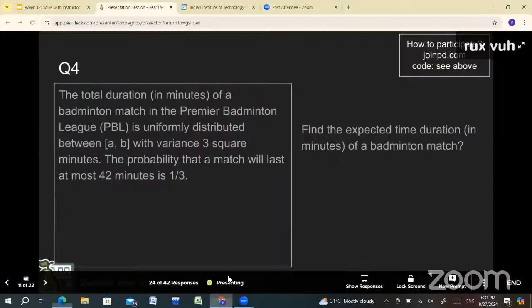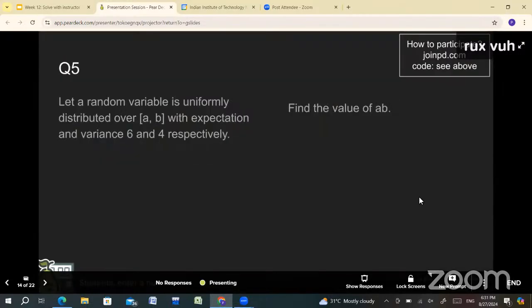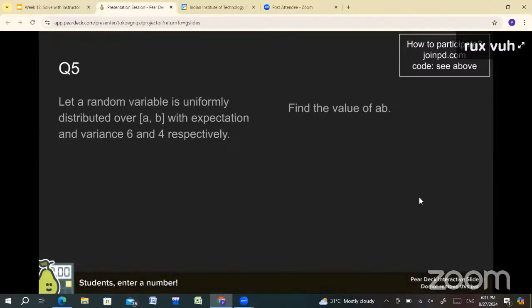Okay, the next question is: let a random variable be uniformly distributed over interval a and b with expectation and variance as 6 and 4. So you have to find out the value of ab.